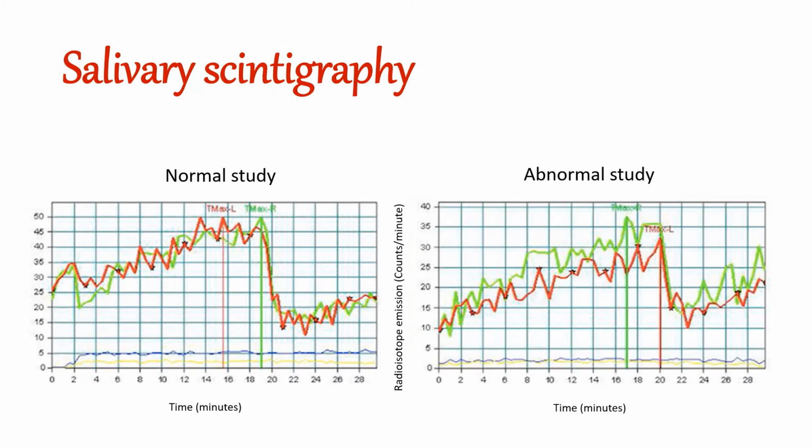For comparison, a graph obtained from a patient of Sjogren syndrome is shown on the right side of the screen. Here the Tmax value is only 30 to 35 counts per minute and there is no appreciable fall in the intensity after stimulation with lemon juice. This indicates abnormal trapping and secretory function of the salivary glands.